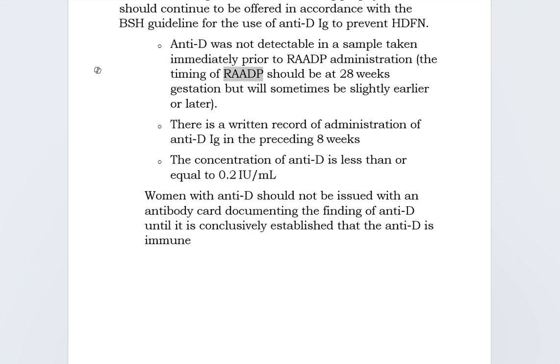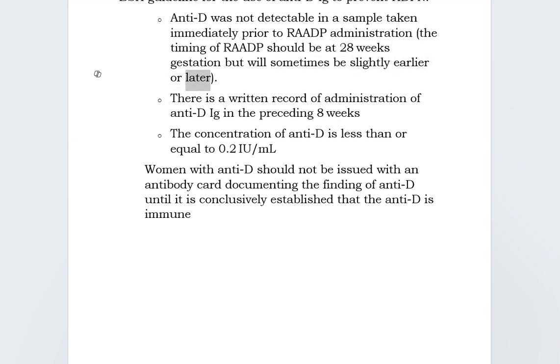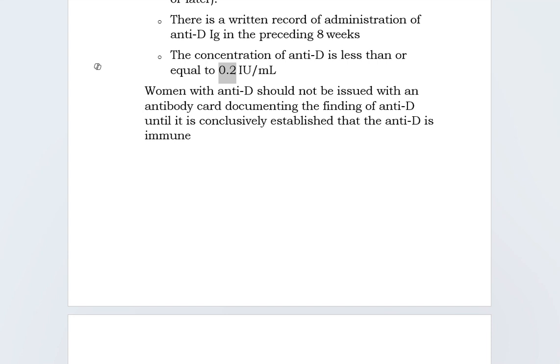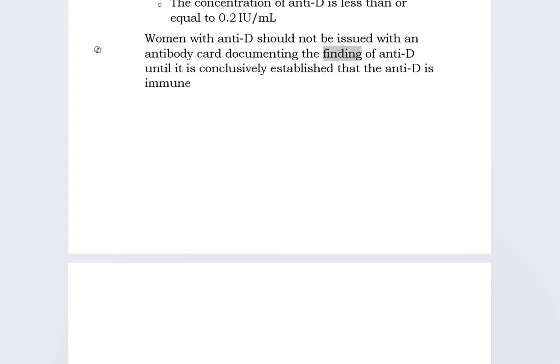The timing of RADP should be at 28 weeks gestation but will sometimes be slightly earlier or later. There is a written record of administration of anti-D Ig in the preceding 8 weeks. The concentration of anti-D is less than or equal to 0.2 IU/ml. Women with anti-D should not be issued with an antibody card documenting the finding of anti-D until it is conclusively established that the anti-D is immune.